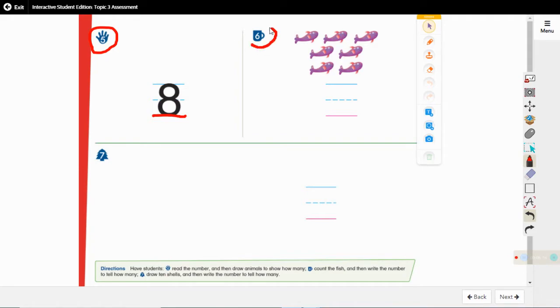For number 6, you need to count the number of fish and then write that number right here. Count the number of fish and write that number right here. Go ahead and pause the video until you get that finished.